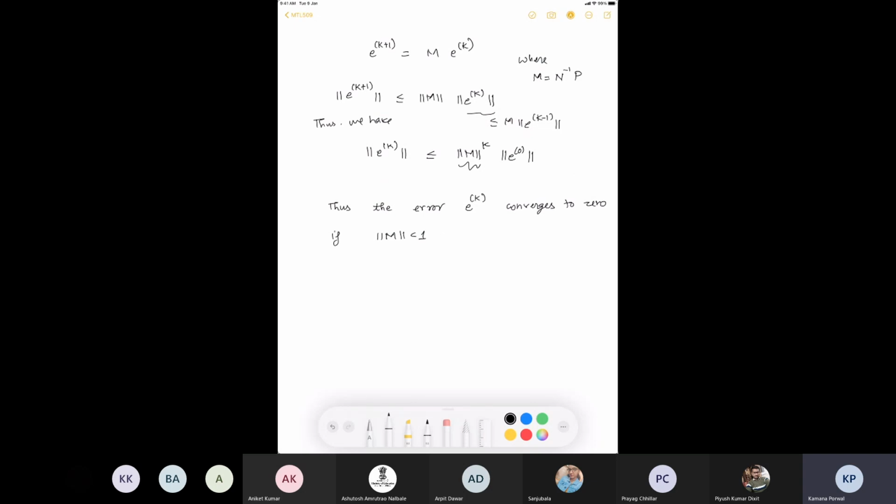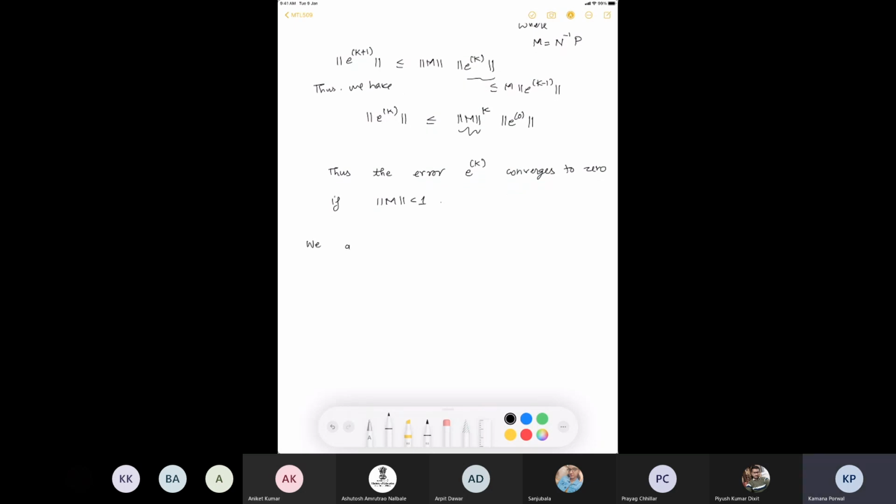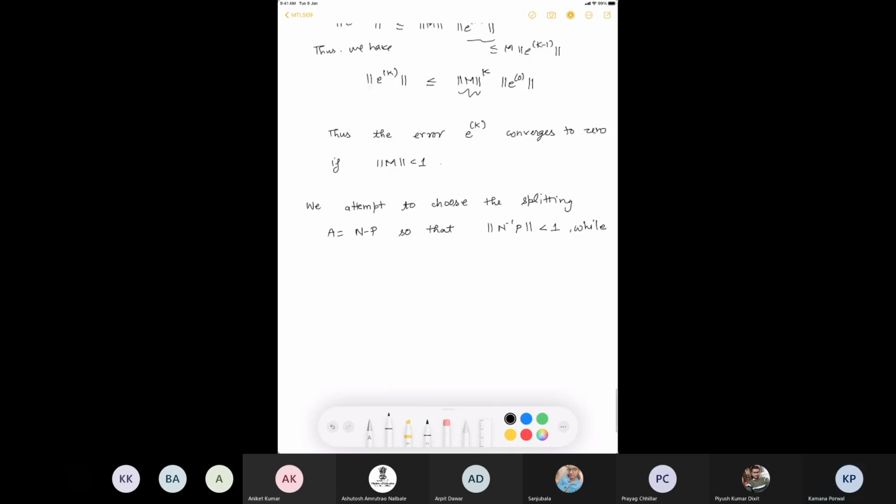Okay, so now with this I can summarize all the requirements I want on the matrices N and P. We are going to find the matrices N and P such that the norm of matrix M, which is nothing but N inverse P, is strictly less than 1, while also having that the system Nz is equal to F is easily solvable.